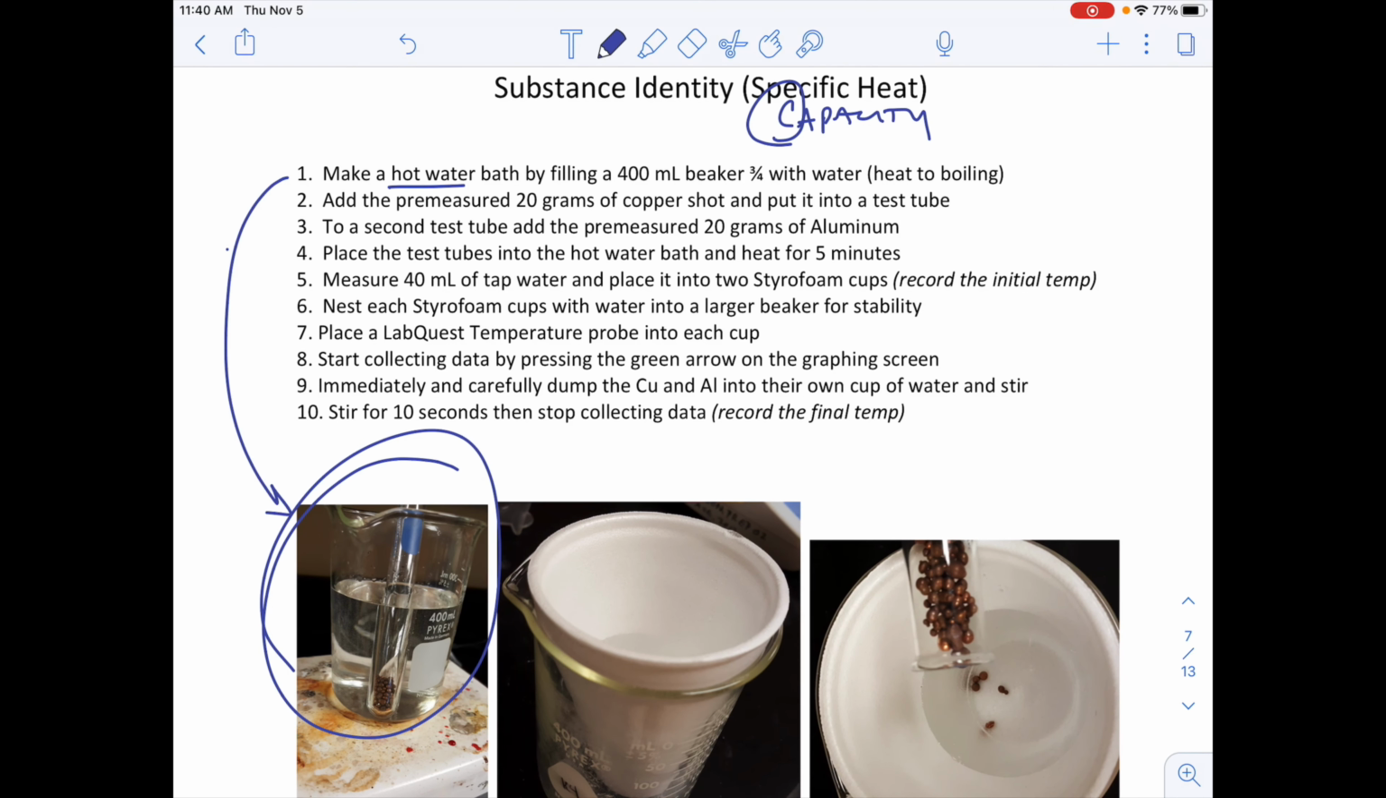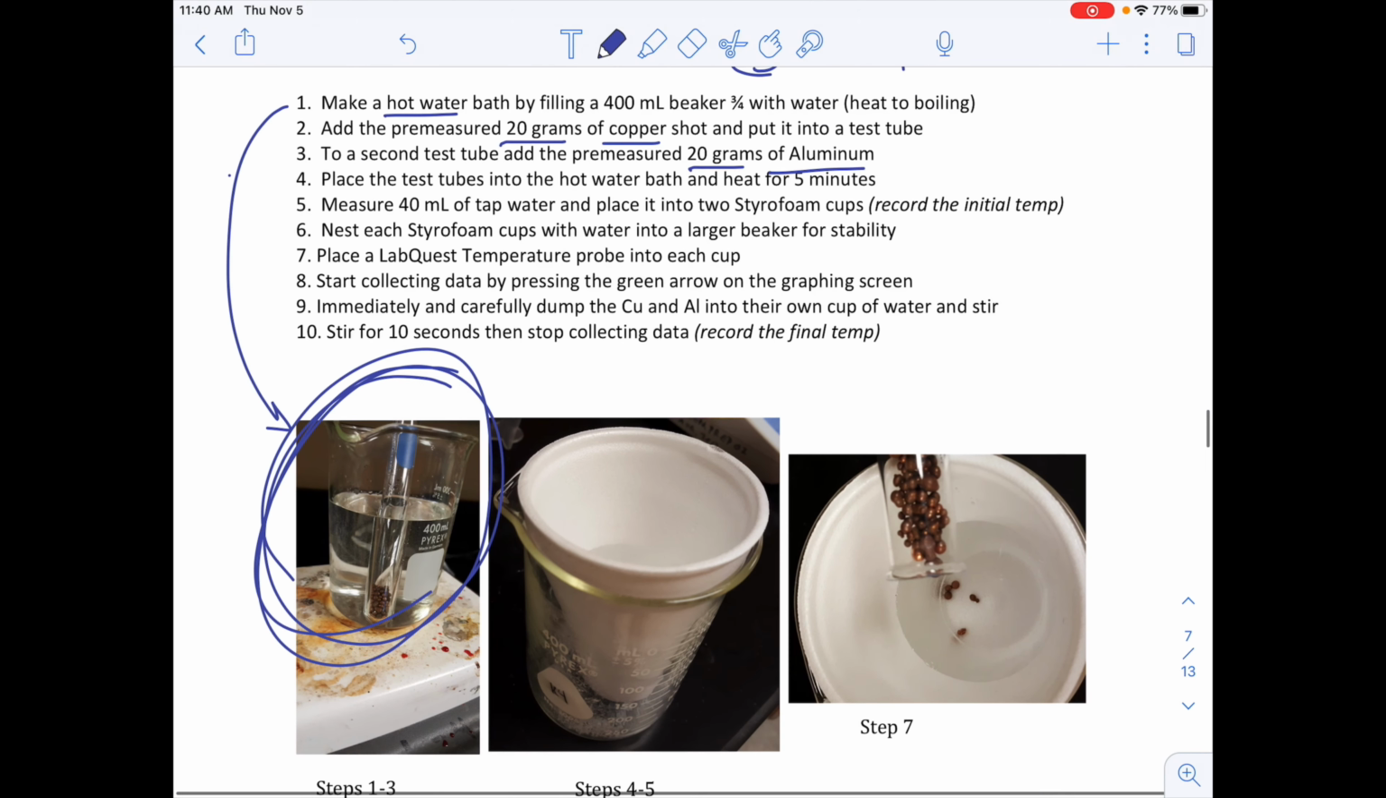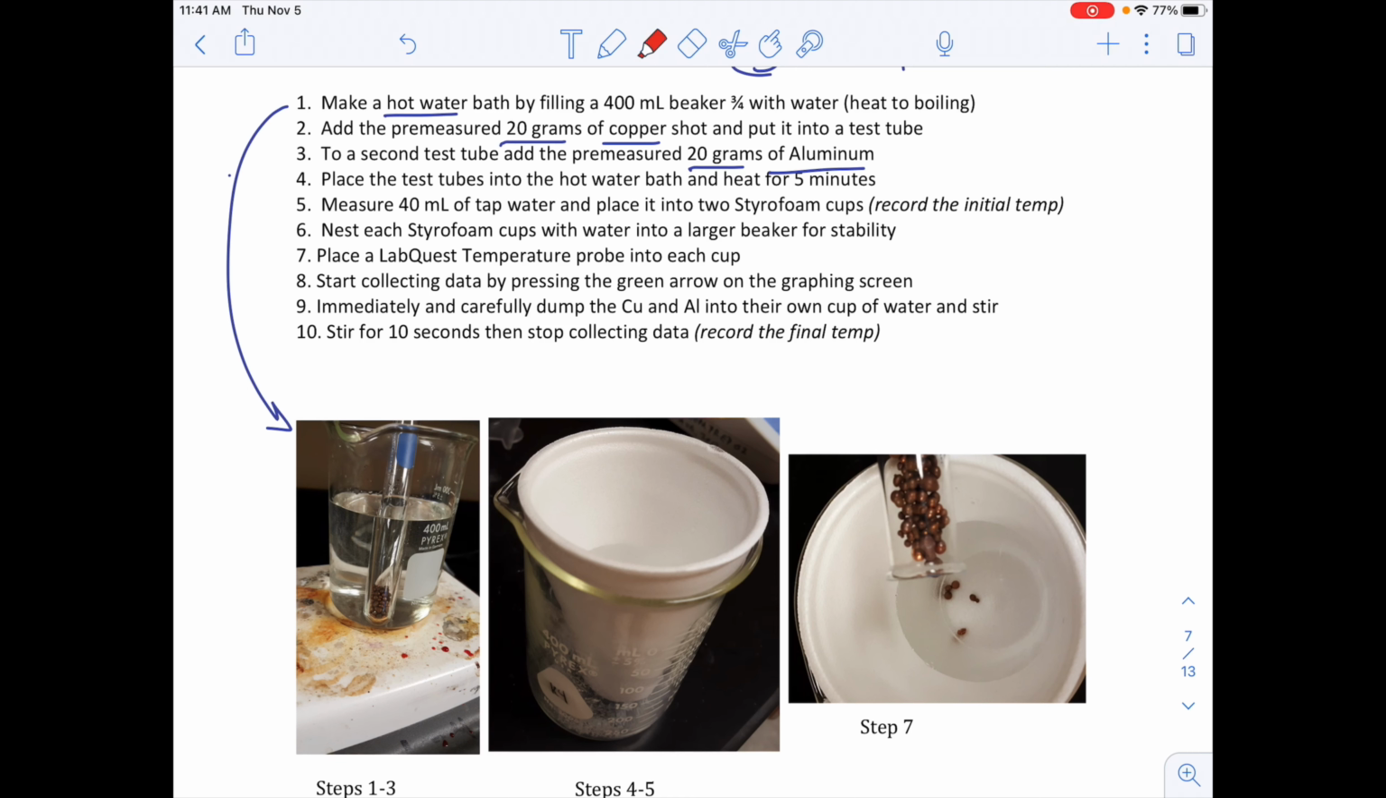Okay, so we're going to be making a hot water bath, heating that to a boil. There's going to be 20 grams of copper shot, just copper pellets in a test tube. And we're going to have 20 grams of aluminum. Same deal. We're going to put those in the hot water bath, again, just as pictured. We're going to have water then sitting in another cup, okay, cold water just from the faucet. It'll be sitting in another cup.